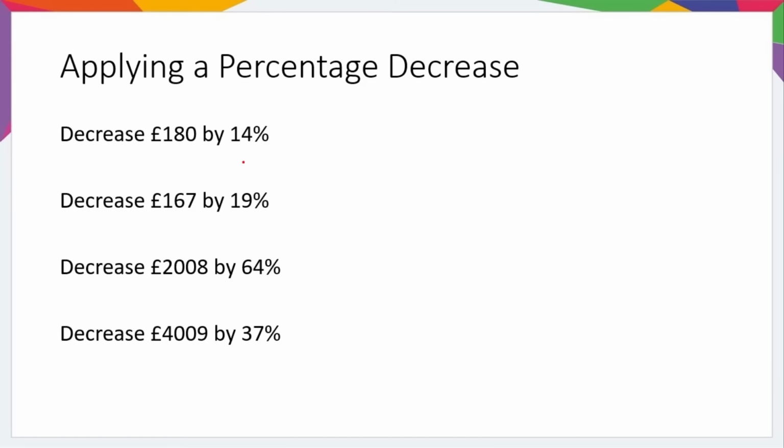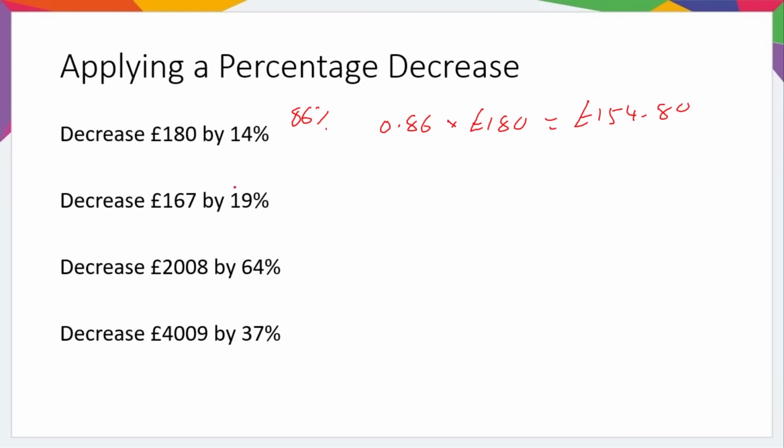But when we are doing more complicated decreases, we can use percentage multipliers. Now, if you're shopping and you're buying something which is 14% off, what this means is you are therefore paying 86%. So all we need to do is to work out 86% of 180. The multiplier for 86% is 0.86. So 0.86 multiplied by 180, that is our calculation. And 0.86 multiplied by 180 gives us £154 and 80p.